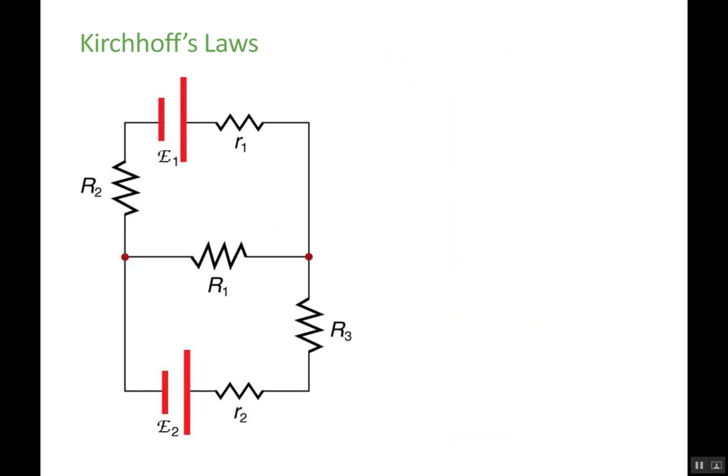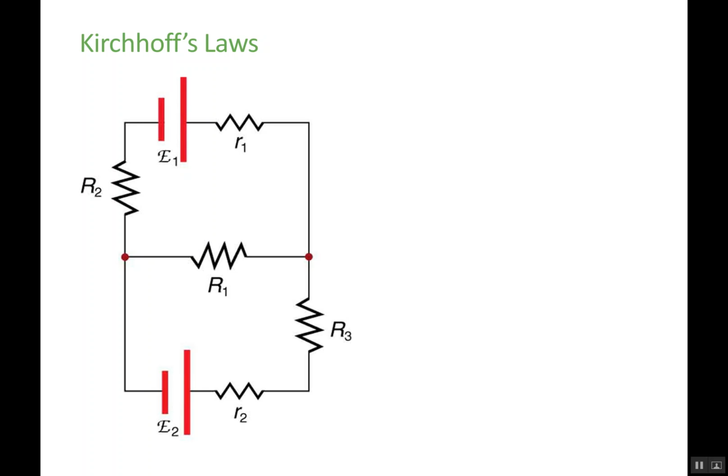Okay, so let's take a look at this circuit. This circuit has two batteries, E1 and E2, and 5 resistors: little r1, little r2, R1, R2, and R3. We're going to interpret little r1 and little r2 as the internal resistance of the batteries, and E1 and E2 as the electromotive force supplied by those batteries in units of voltage.